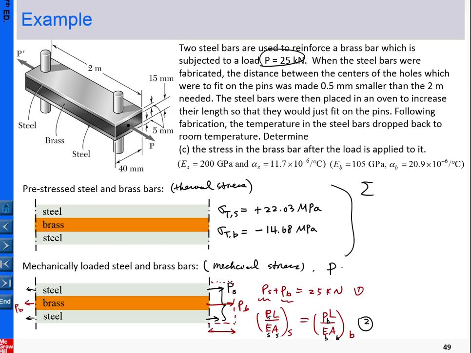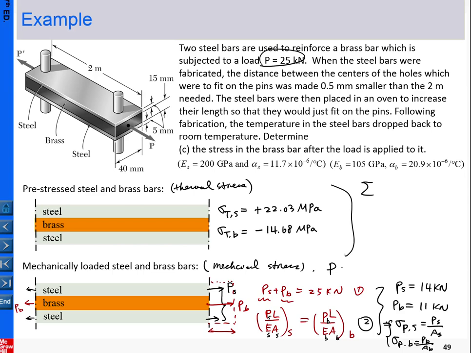So from here, the two equations together, then we can determine PS in steel is 14 kilonewtons, and P in brass is 11 kilonewtons. So from here, you should be able to determine the stress due to mechanical loading in steel equal to PS divided by the cross-sectional area of the steel. In a similar way, the stress due to mechanical loading in brass equals PB divided by AB.